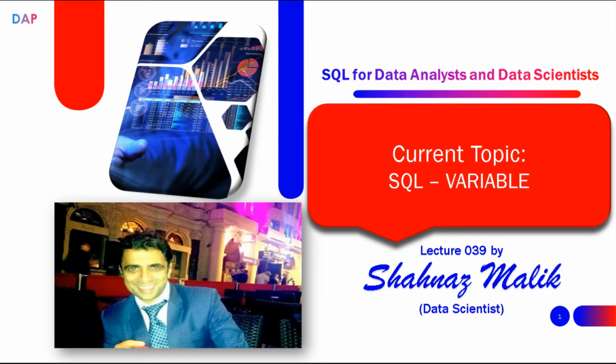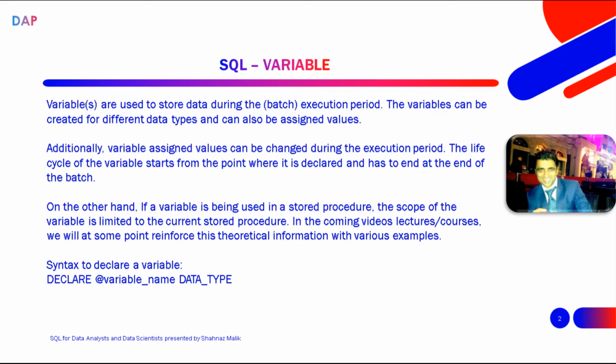Now, as all of you are aware, this is a lecture series on SQL for data analysts and data scientists, and the current topic for this lecture is SQL variable, and this is lecture number 39 given by myself. So just remember, variables are used to store data during the execution process, and the variables can be created for different data types and can also be assigned values. Additionally, variable assigned values can be changed during the execution period.